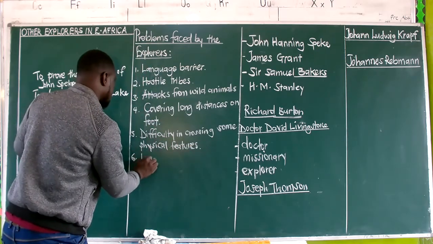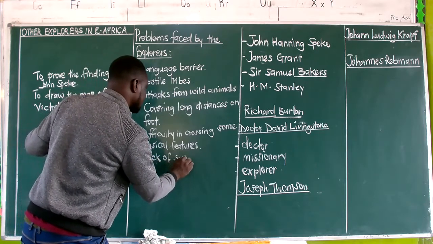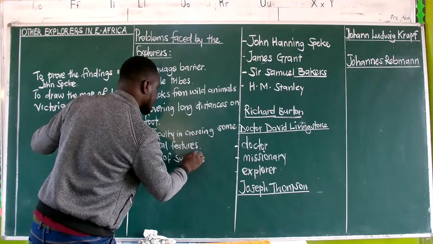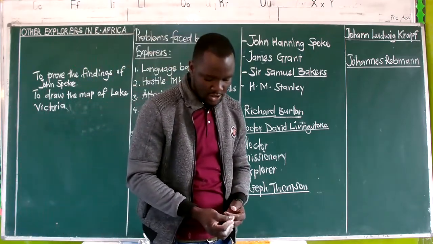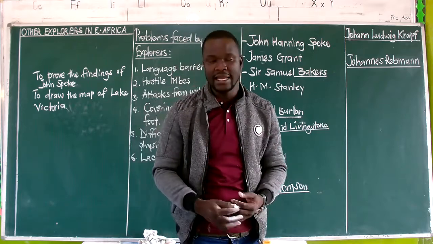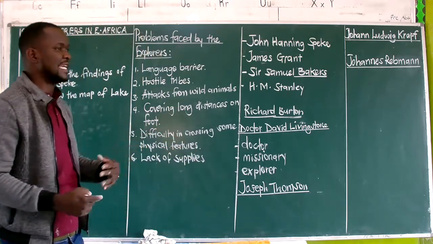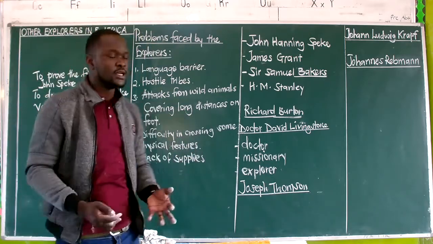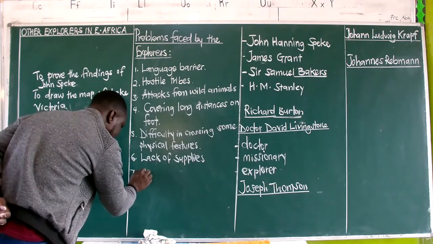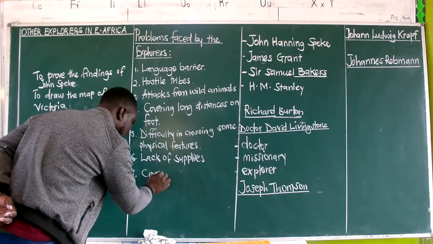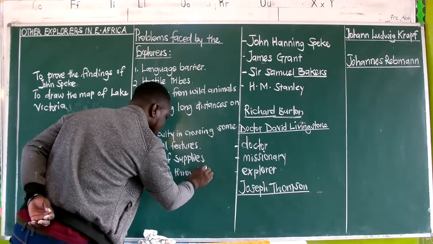This was not alone. These people also lacked supplies, meaning they lacked items like food as they were traveling. So it also became another problem. And then crossing thick forests. Remember, by that time we did not have clear roads like the way we have today. So you could find people passing through thick forests. So it became a problem crossing through thick forests.